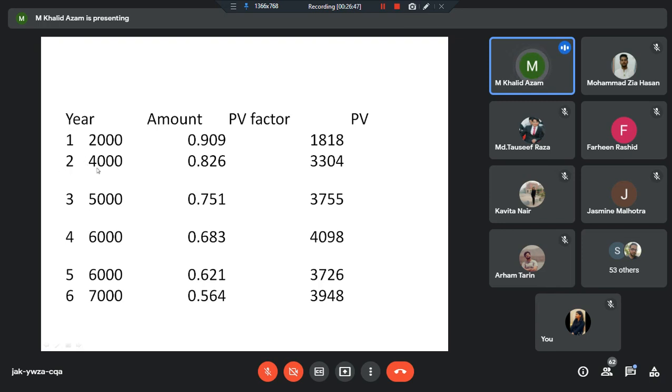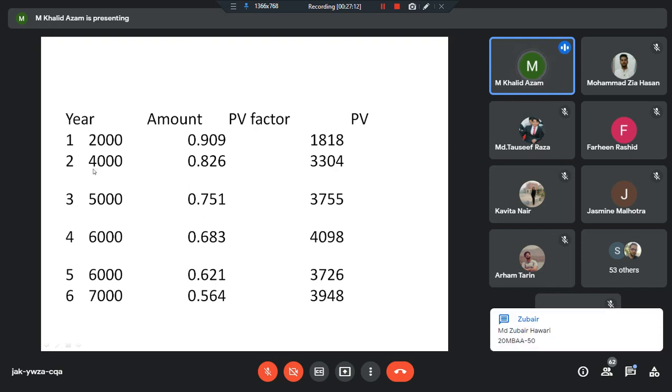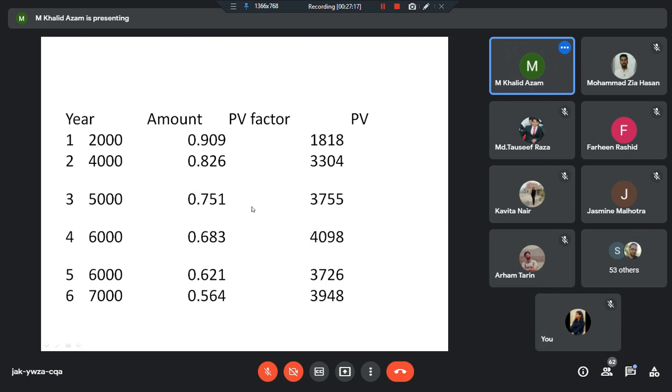At the end of the second year, you are getting 4000. So for this 4000, the rupee value of 1 is only 0.826. So this 4000 multiplied by 0.826 is 3304. 3304 is the present value of your 4000. So you are getting 4000, but in terms of your present value, it is only 3304.